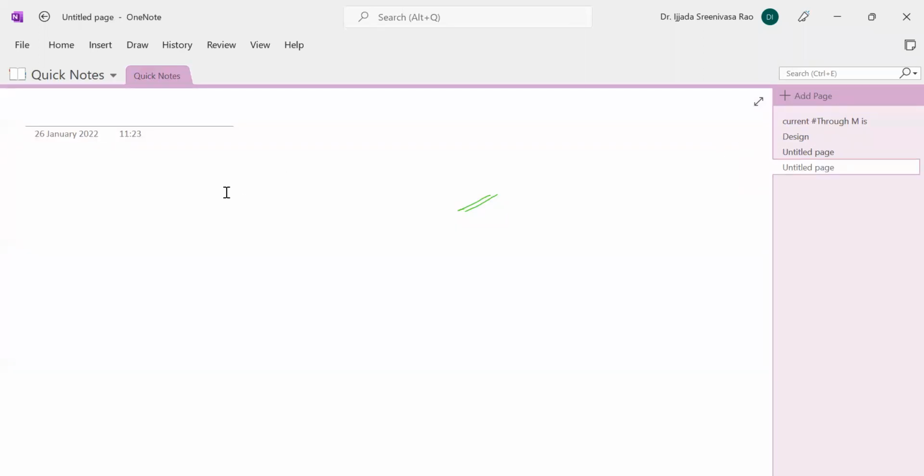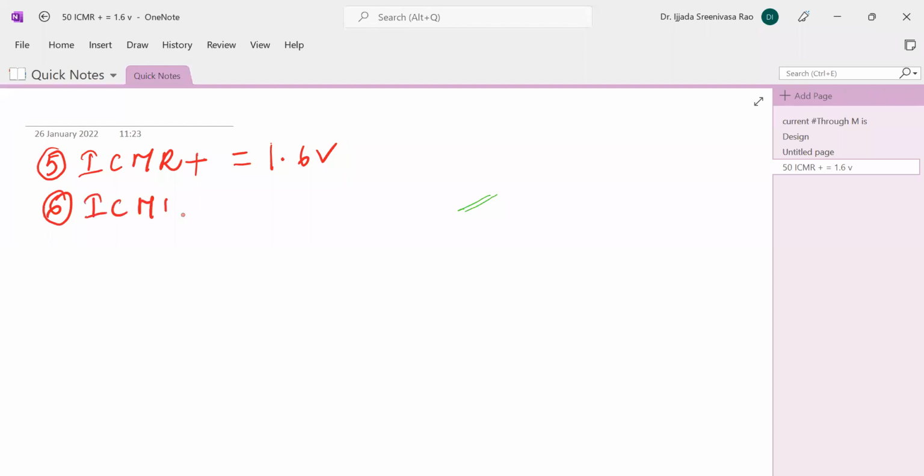So the fifth one is one more specification, ICMR. Maximum ICMR, I can write it as ICMR plus. ICMR means input common mode range. Its value is 1.6 volts. Then minimum ICMR, the minimum common mode range voltage, I can write it as ICMR minus, is equal to 0.8 volts.